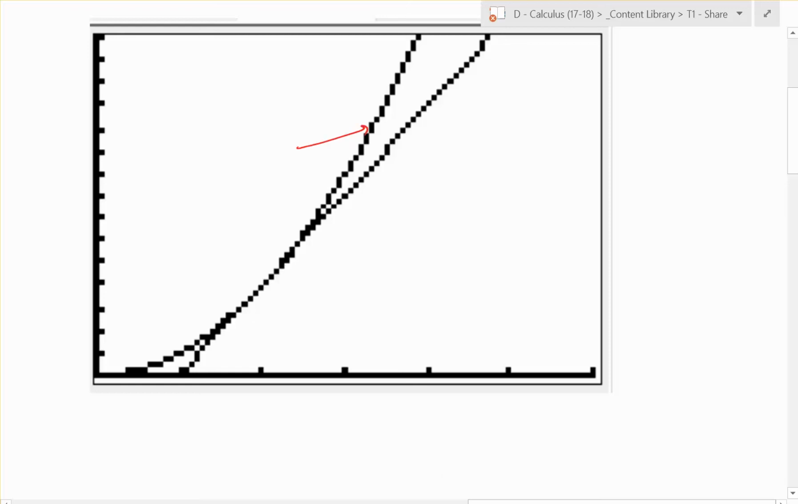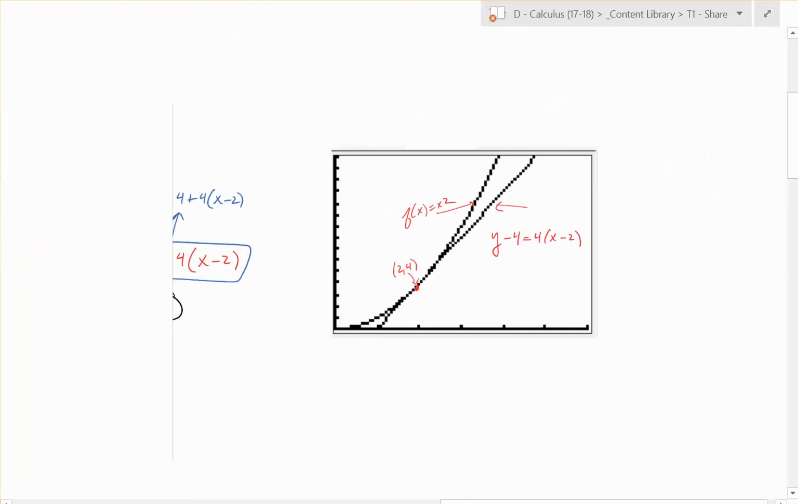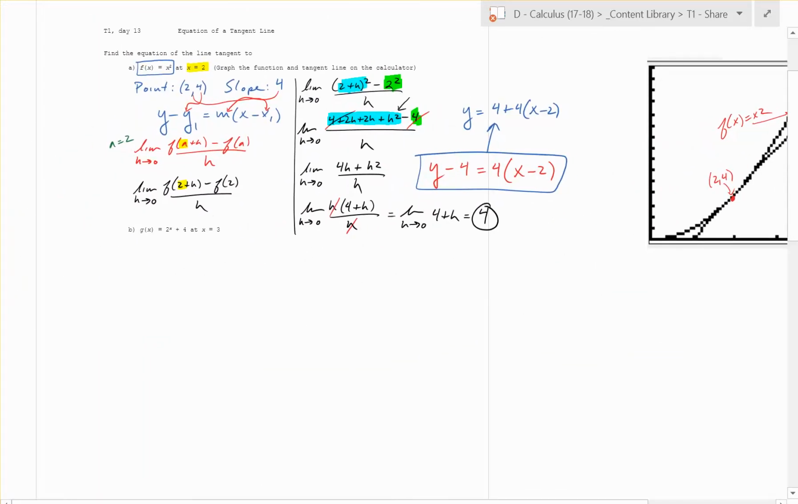So what do we have right here? This is the function f of x equals x squared, and our point right there is (2, 4), and the tangent line equation was y minus 4 is equal to 4 times x minus 2. And visually it does look like it is the tangent line. Excellent. So let's do another one.